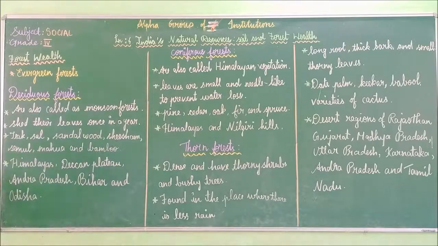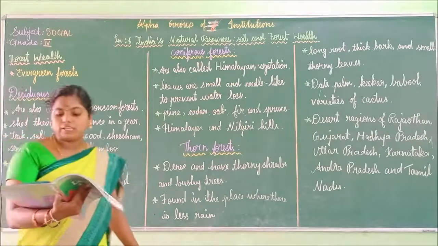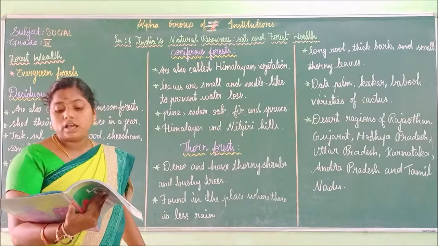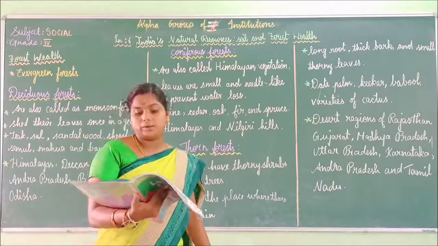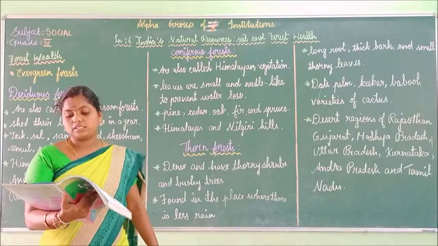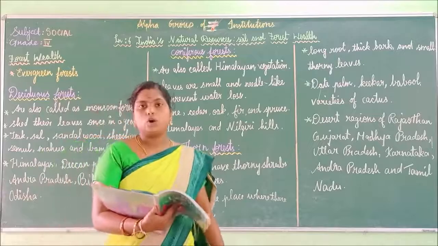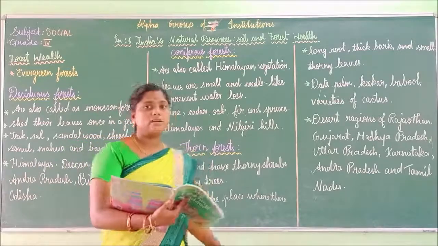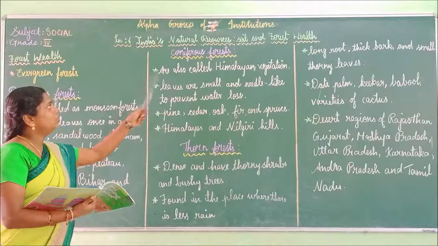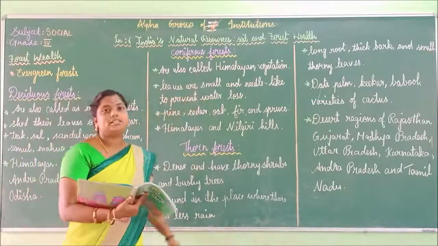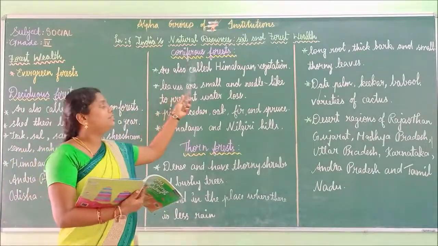These are the examples of deciduous forest. In which places in our India are these forests found? They are found in the Himalayas, Deccan Plateaus, Andhra Pradesh, Bihar and Odisha. Is it clear, children? They are found along the foothills of the Himalayas, the wetter parts of the Deccan Plateaus and states such as Andhra Pradesh, Bihar and Odisha. Is it clear? The next one is coniferous forests.